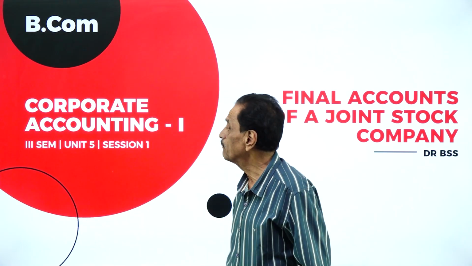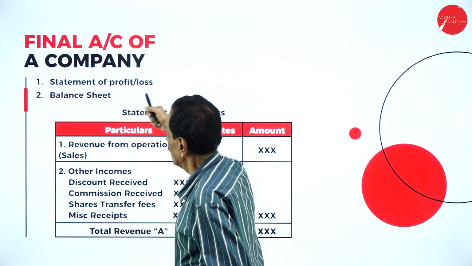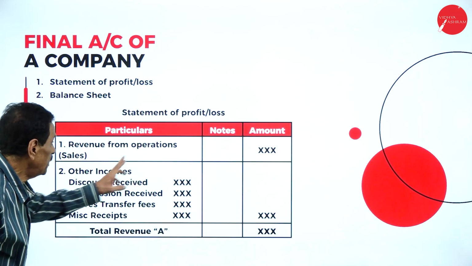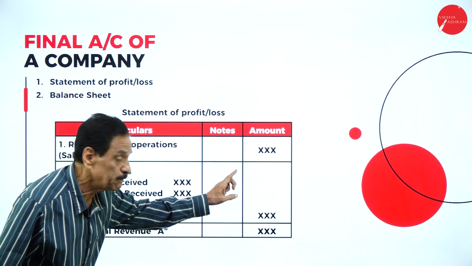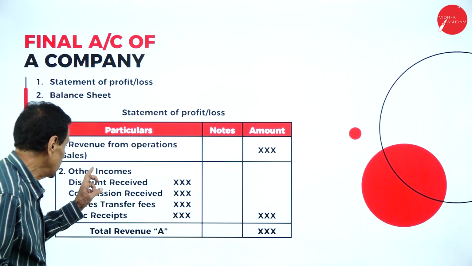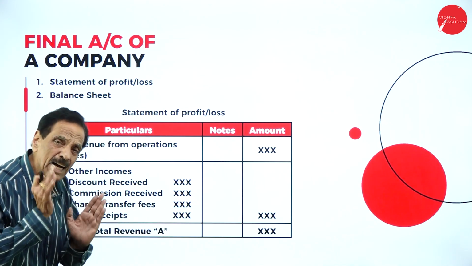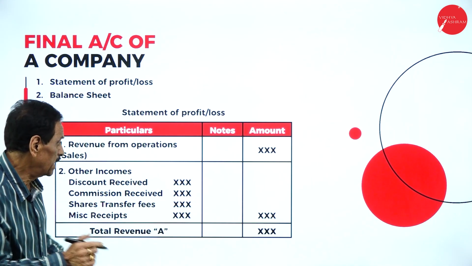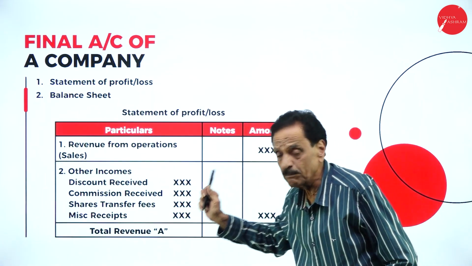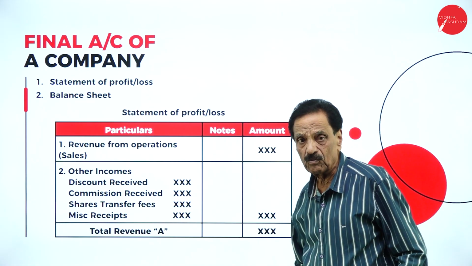Now we'll move on. Final accounts of a company: a statement of profit and loss and a balance sheet we have to prepare. Statement of profit and loss, how does the format go? Revenue from operations, the first one, is nothing but sales minus sales return. Then other income: discount received, commission received, share transfer fees, other receipts. Any amount received should be taken into consideration. The total revenue is called A. First is revenue from operations, sales less returns. Any other incomes will come here. Total revenue, first you have to do that.